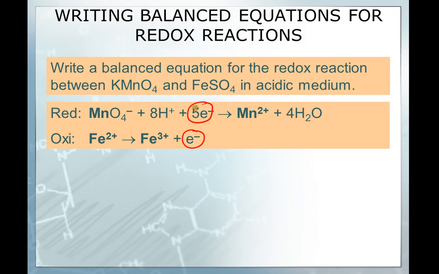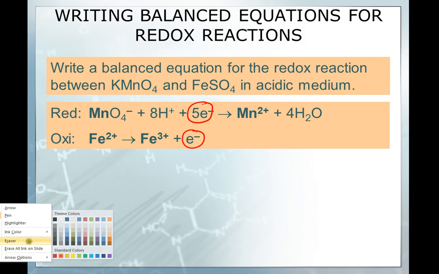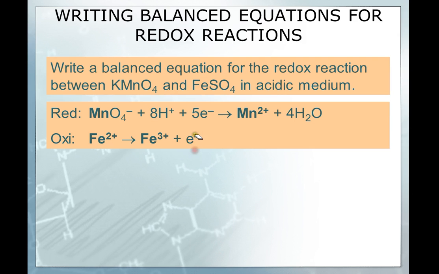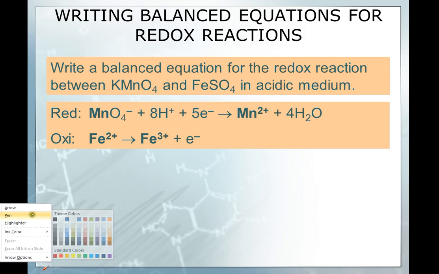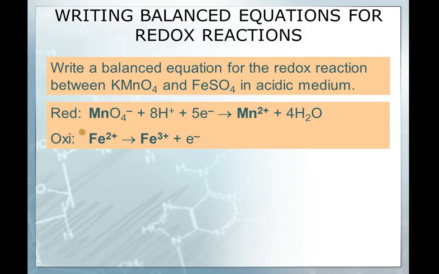So the gain of electrons here is 5 moles. The loss of electrons is 1 mole. It's not balanced. So what I need to do is to make the electron numbers balanced by multiplying the iron half equation by 5. 5 is the lowest common multiple.